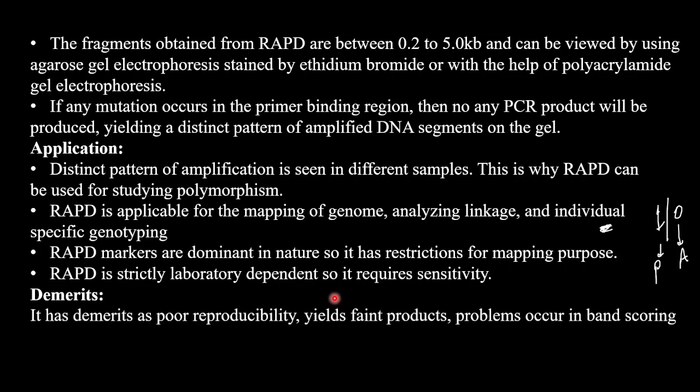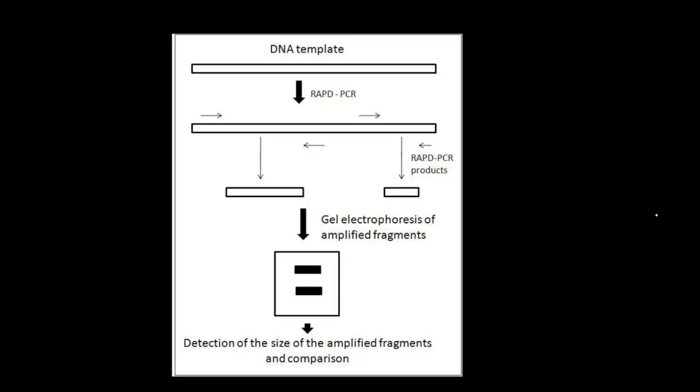Demerits: poor reproducibility, faint bands, and band scoring is also a problem, because sometimes you are getting a band like this. It looks like two bands, but it could be one band also. So you cannot say whether both are present or this is a single band. The scoring is done on the basis of presence or absence. If presence, you will give 1, absence, you will give 0. So sometimes the scoring is a concern in this technology.